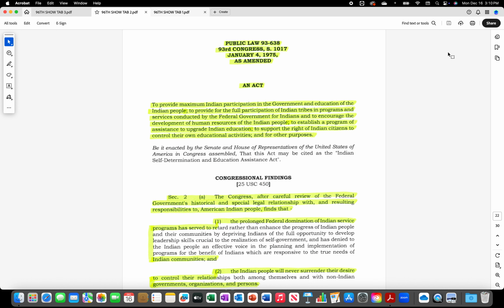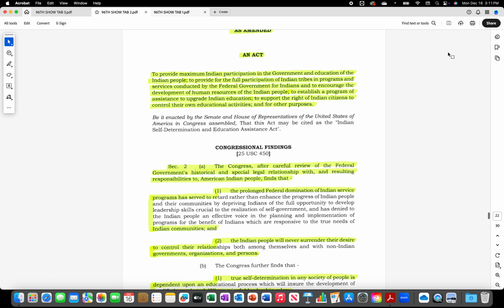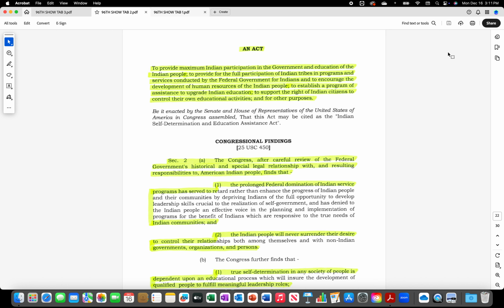The Congress, after careful review of the federal government's historical and special legal relationship with and resulting responsibilities to American Indian people, finds that the prolonged federal domination of Indian service programs has served to retard rather than enhance the progress of Indian people.